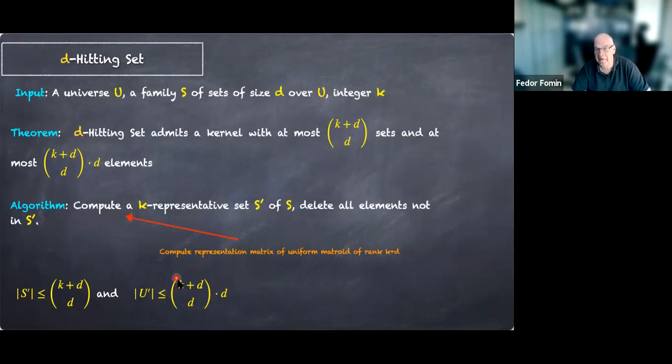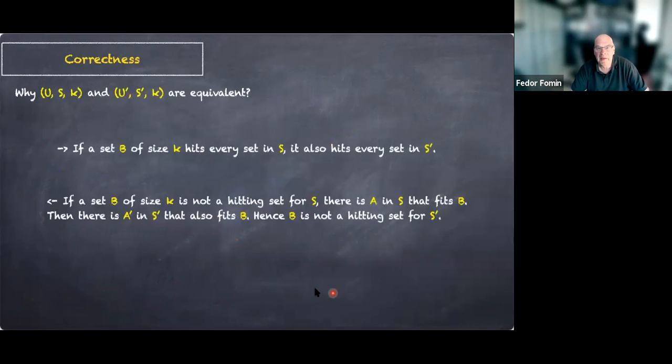And then trivially, every set here is of size at most d. I also delete all elements which do not appear anywhere, so all elements are covered by this set, and since every set contains at most d elements, the number of elements also will be at most k plus d choose d times d. Okay, so the interesting thing is why the representative set will be the kernel, or why these two instances are equivalent.